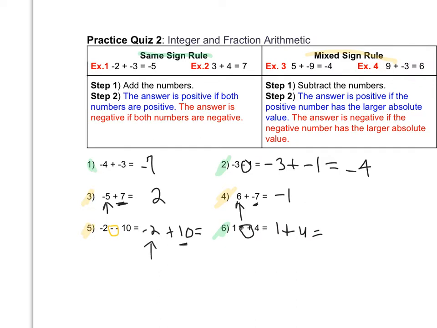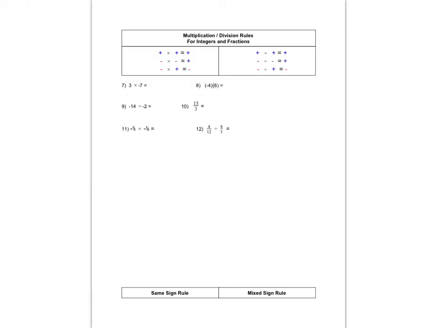For problem number 5, the absolute value of 10 is larger than the absolute value of -2. So my answer is going to be positive, and we have to subtract the numbers. So my answer is +8. And last but not least, this is just regular addition. 1 plus 4 is equal to 5.